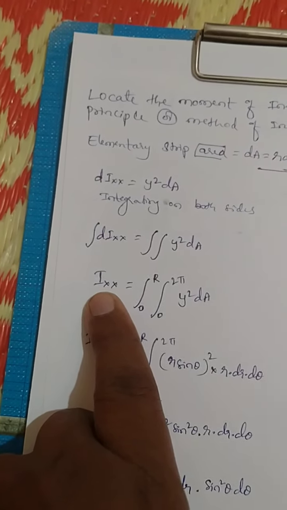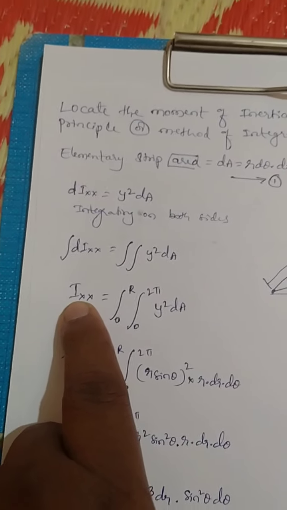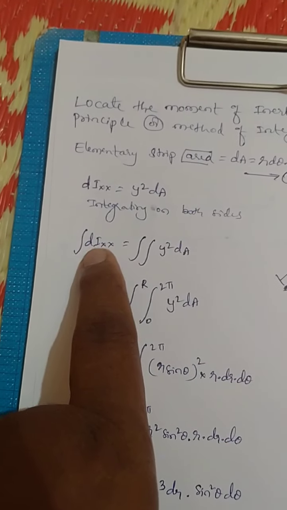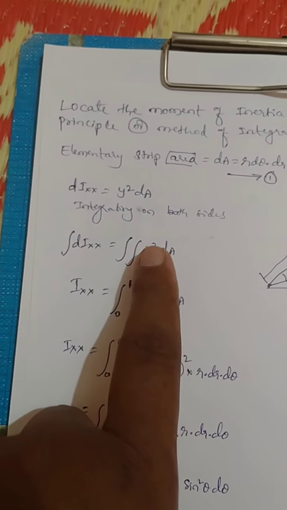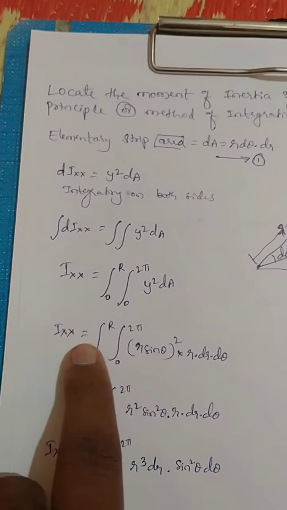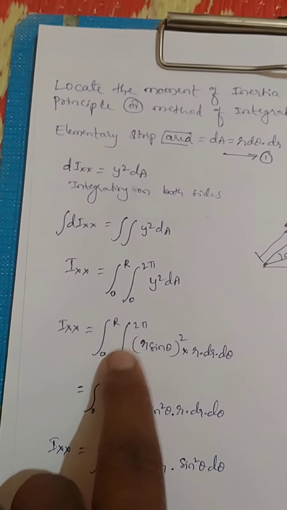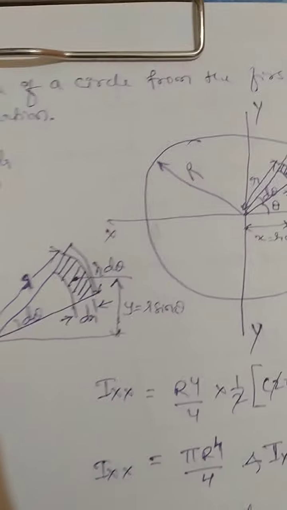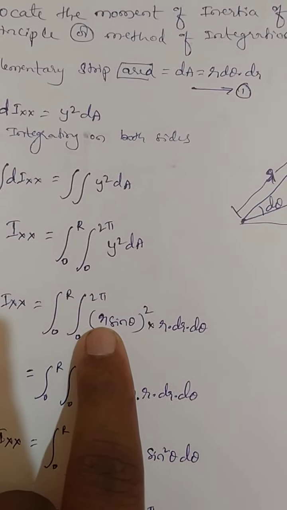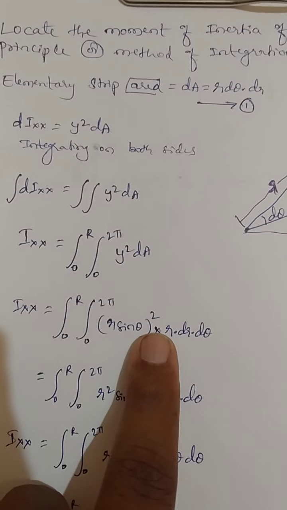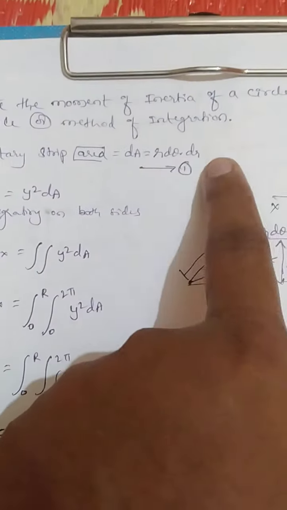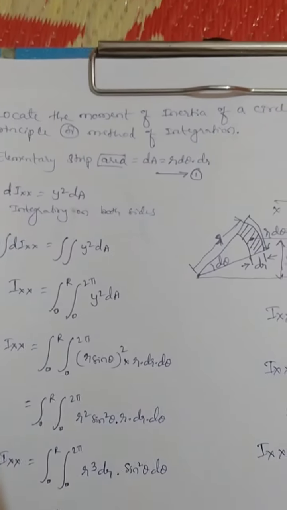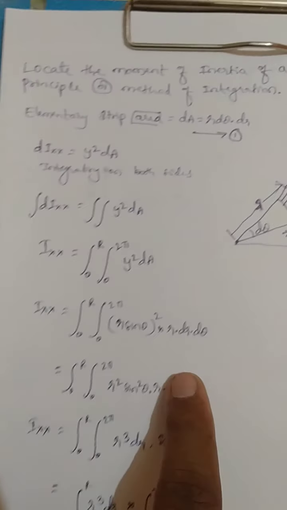Now if I want to calculate the moment of inertia about the x-axis, Ixx, is equal to the integral from 0 to r and 0 to 2 pi of y square dA. The limits remain from 0 to r and 0 to 2 pi. In place of y, I have substituted the value of y, which is r sine theta, squared, into dA. I have just rearranged the r term first: r into dr into d theta.